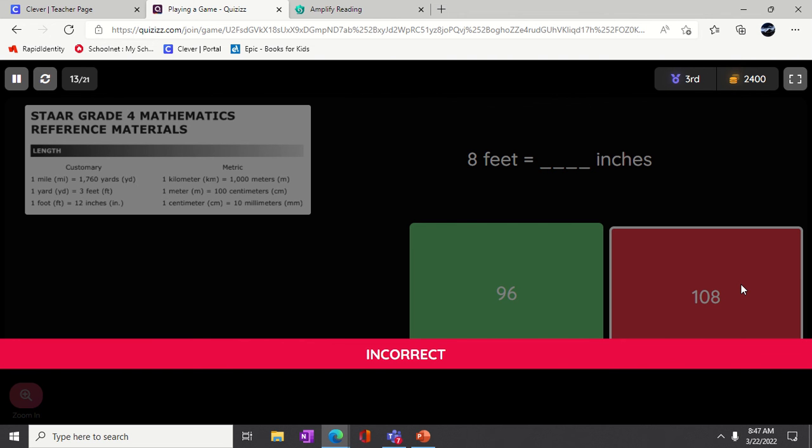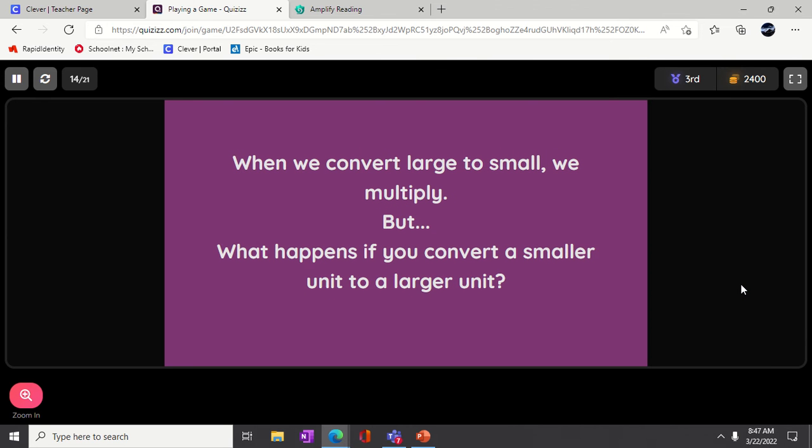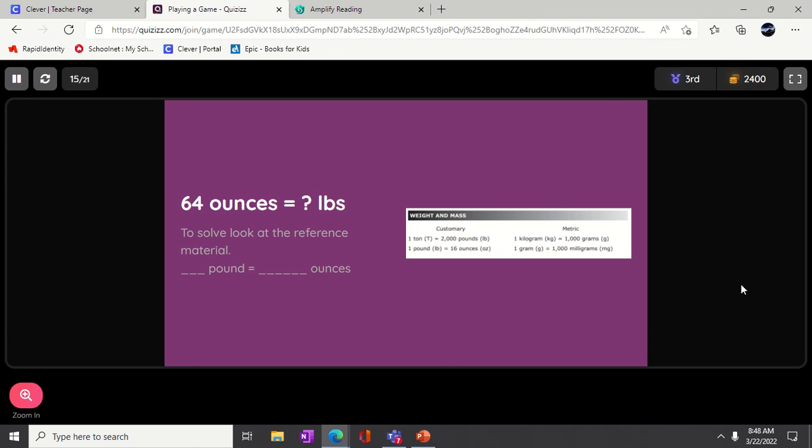So our answer is 96. Do 8 times 6. When we convert large to small, we multiply. But what happens when we convert a smaller unit to a larger unit? Divide. We need to divide. 64 ounces equals how many pounds?